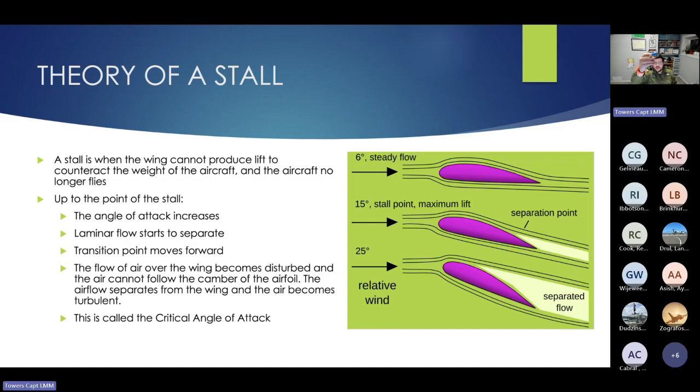The flow of air over the wing becomes disturbed, and the air cannot follow the camber, which is the upper curve of the airfoil. The airflow separates from the wing and the air becomes turbulent. The point at which that happens is called the critical angle of attack.